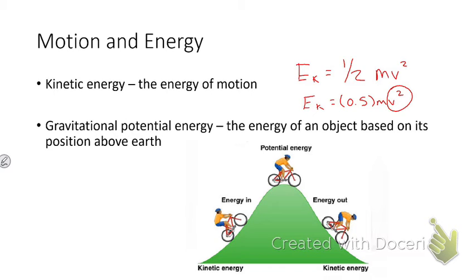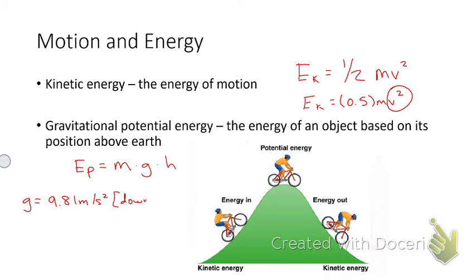Okay, so that's kinetic energy. Gravitational potential energy. This is the energy of an object based on its position above Earth. Okay, so formula for potential energy. So EP, potential energy, is equal to mass times gravity times height. On Earth, the acceleration due to gravity is 9.81 meters per second squared.